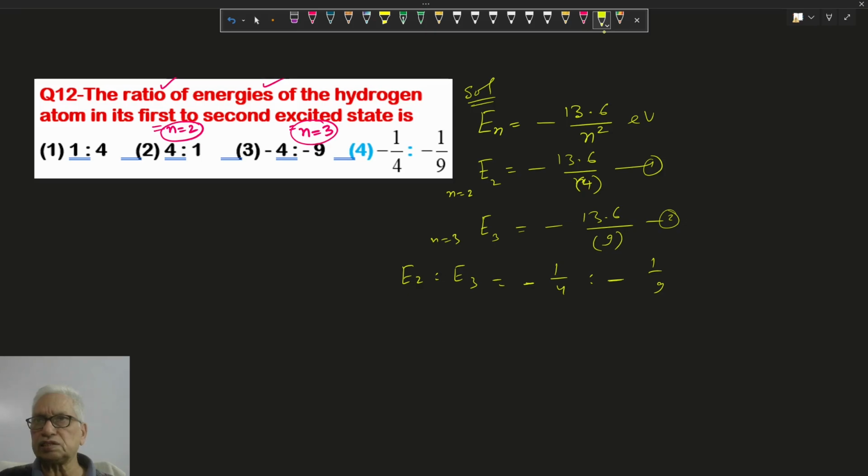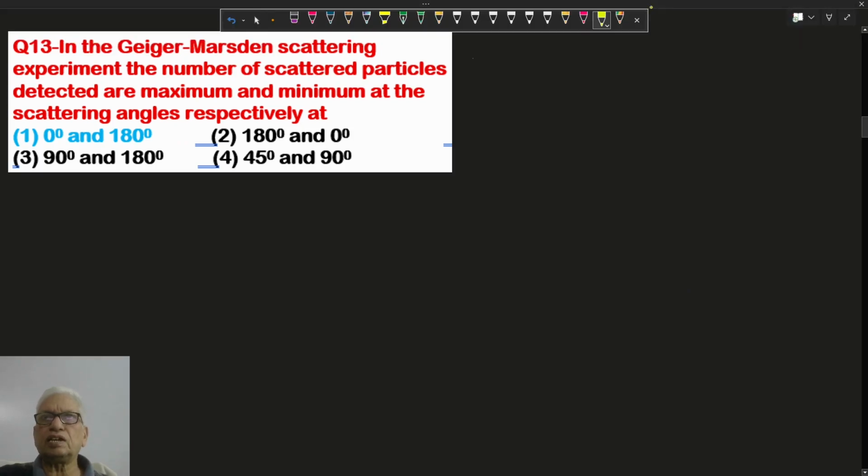Although we can cancel out the minus because of the ratio, it shows the negative. The total energy cannot be positive; it is 0 at infinity. So this is the ratio. Although the minus can be cancelled out, in the option it is given, so no problem. Option 4 is correct.